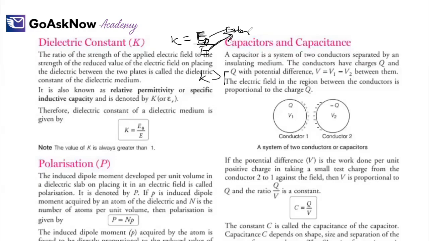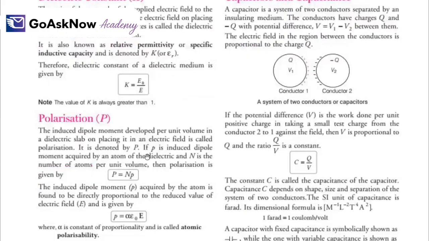The second term is polarization, P. So polarization is denoted by capital P. What is that? The induced dipole moment developed per unit volume in a dielectric slab, on placing it in the electric field, is called polarization.